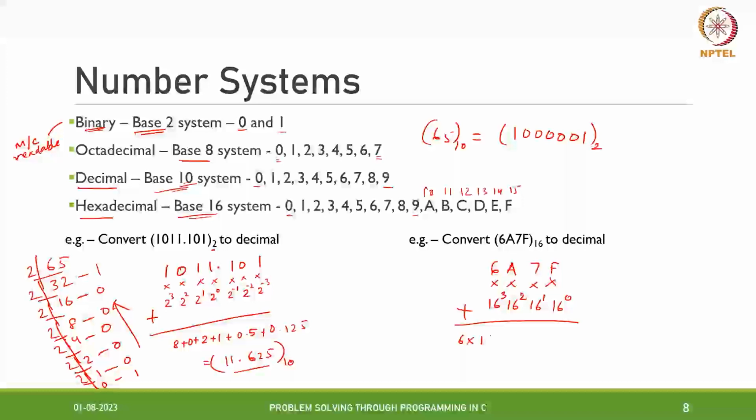So this will be 6 into 16 to the power 3 plus a. What is a? A is 10. So 10 into 16 to the power 2 plus 7 into 16 plus f is 15. So 15 into 1. So whatever you get here is the decimal equivalent for this particular hexadecimal number, and you will see that it's a larger number. The number will be a bit larger, okay, and you can see how compactly we have written this using the hexadecimal notation.